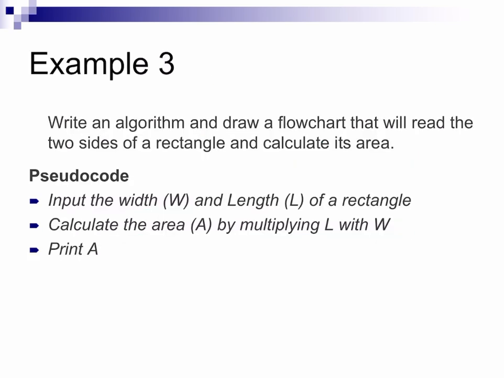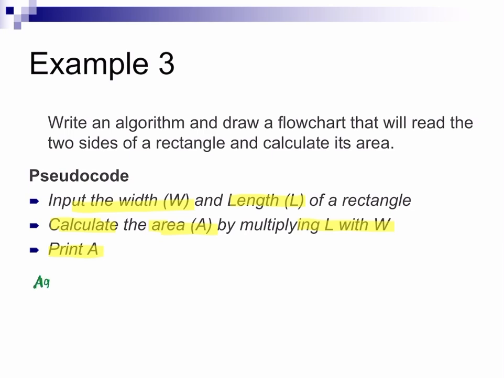Here we have a third example. Write an algorithm and a flowchart that will read the two sides of a rectangle and calculate its area. In our set of code, we have the inputs, which are the width and length of a rectangle. Next, we need to calculate the area by multiplying the length and width. Finally, we're going to print the area. So let's try doing our algorithm together.